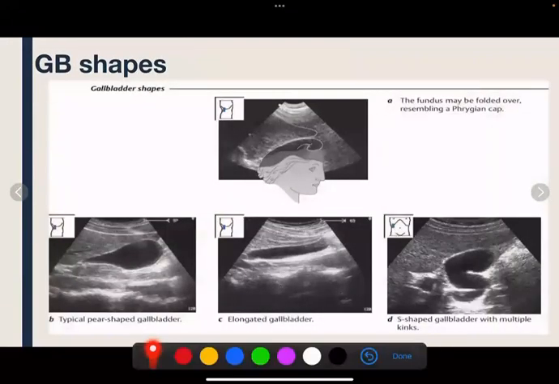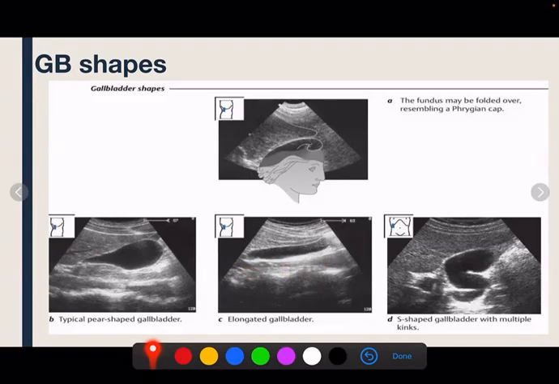The gallbladder shapes: this is the typical pear-shaped gallbladder. Sometimes it may be elongated or S-shaped with multiple kinks or folds, and sometimes the fundus may fold over itself, resembling a Phrygian cup.